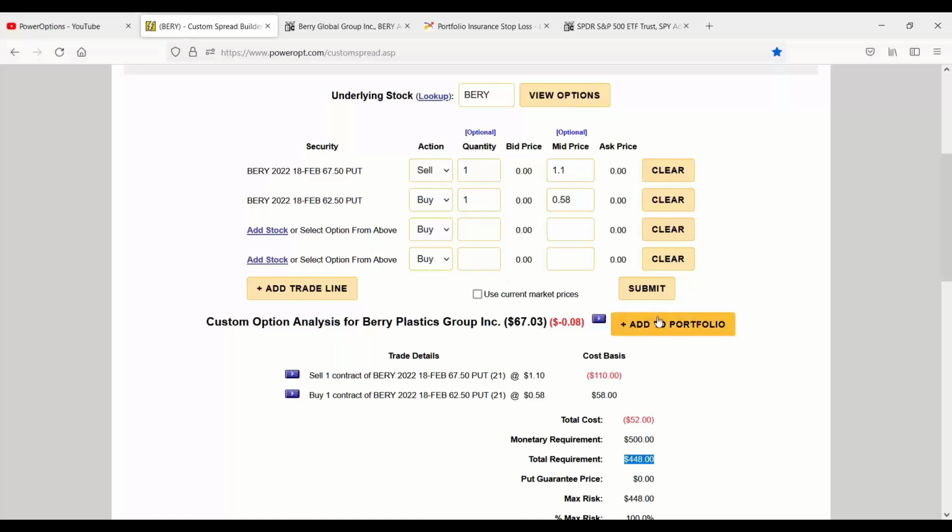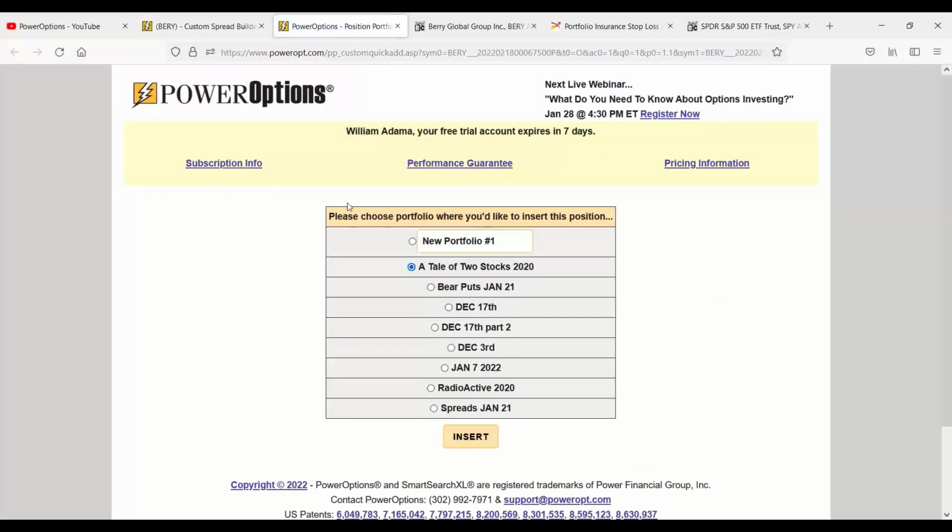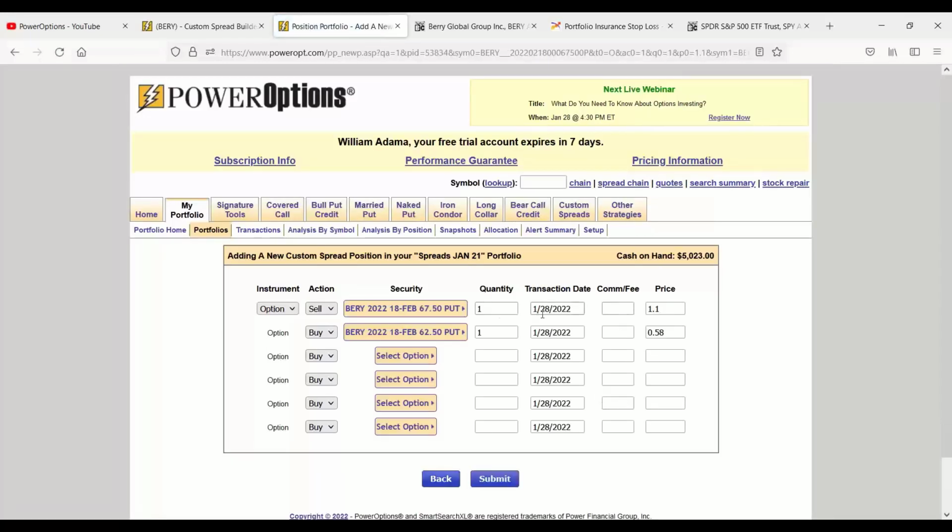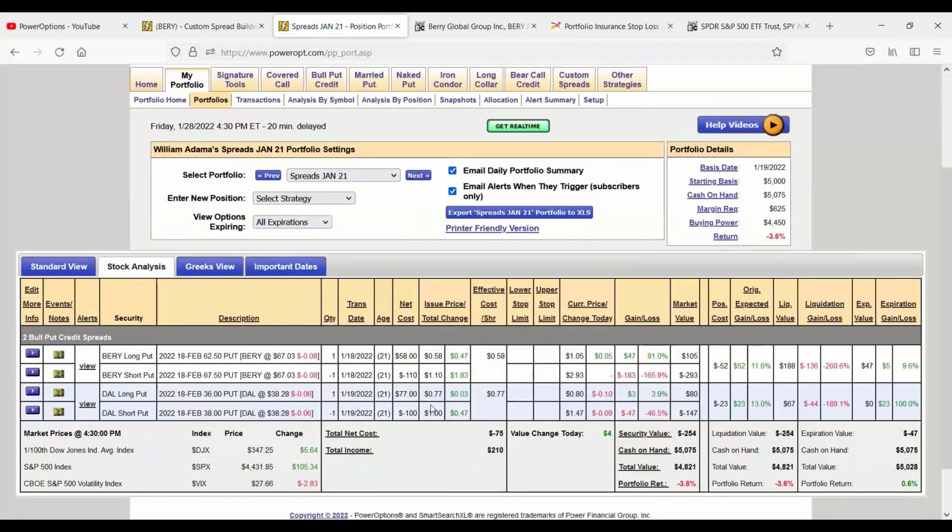All is not lost. Let's add this to the portfolio very quickly so we can see a bird's eye view. I'll just put it into the spreads, January 21st. Let's go ahead and enter it into that one. And let's change our date to the 18th. My apologies. All right. So the reason I want to put this into the portfolio from the custom spread tool is I want to see what the loss is right now.